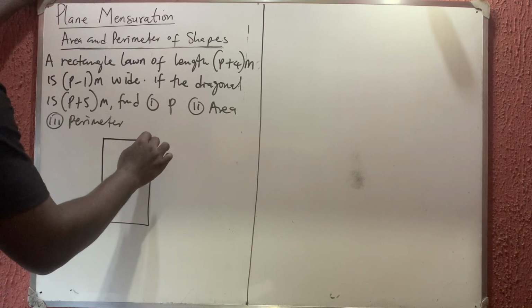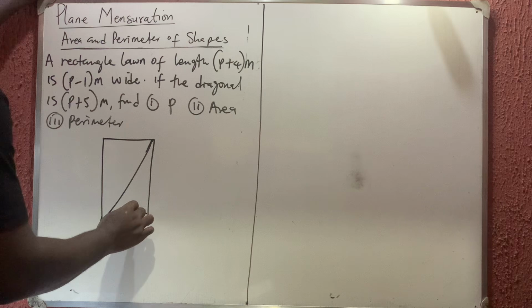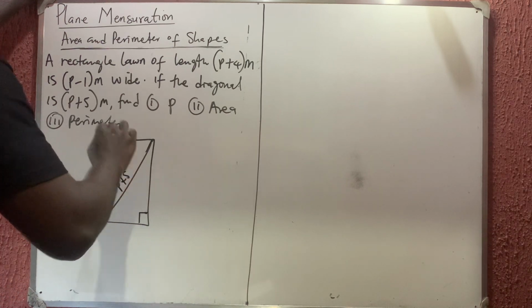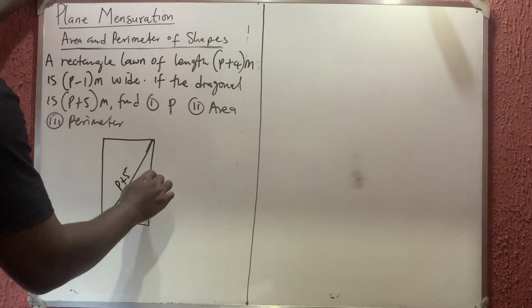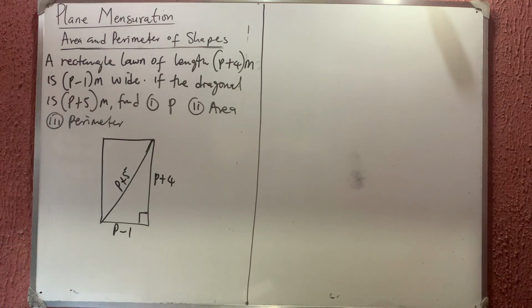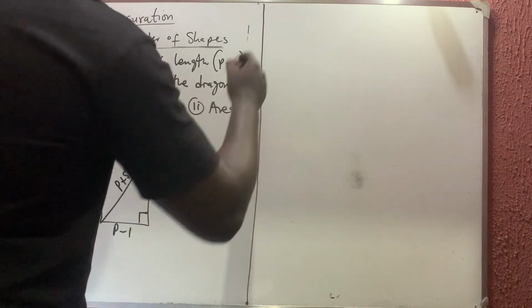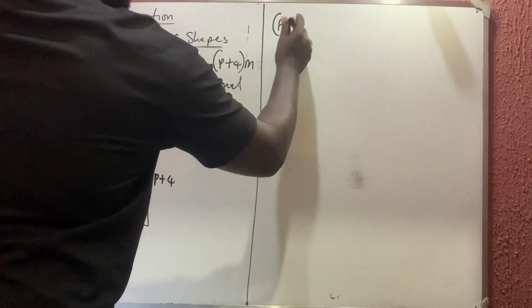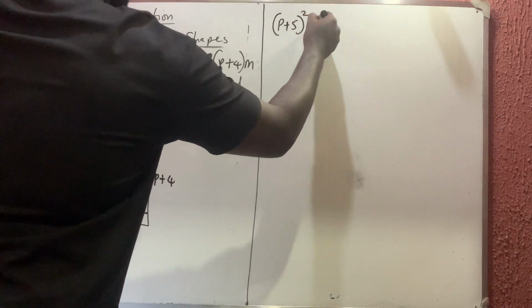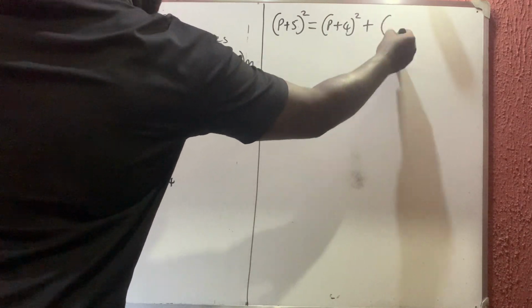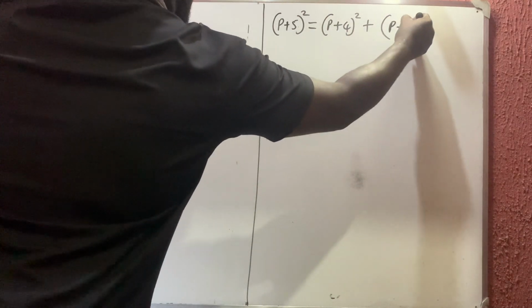So this is obviously the diagonal, and here is 90 degrees. They told us that the diagonal is p plus 5, the length is p plus 4, and the width is p minus 1. So what we obviously need to use here is Pythagoras theorem. Hypotenuse squared, p plus 5 all squared, is equal to this side, p plus 4 squared, plus this side, p minus 1 squared.